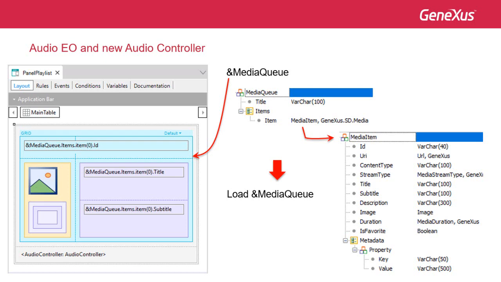In the panel shown, we're using the media queue variable both for showing its collection of items on a grid and for playing them with the audio controller. We have the audio API to manage what's played.